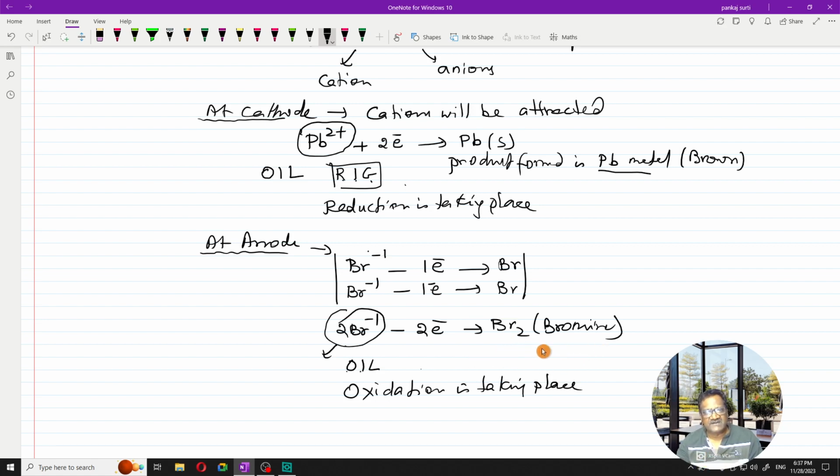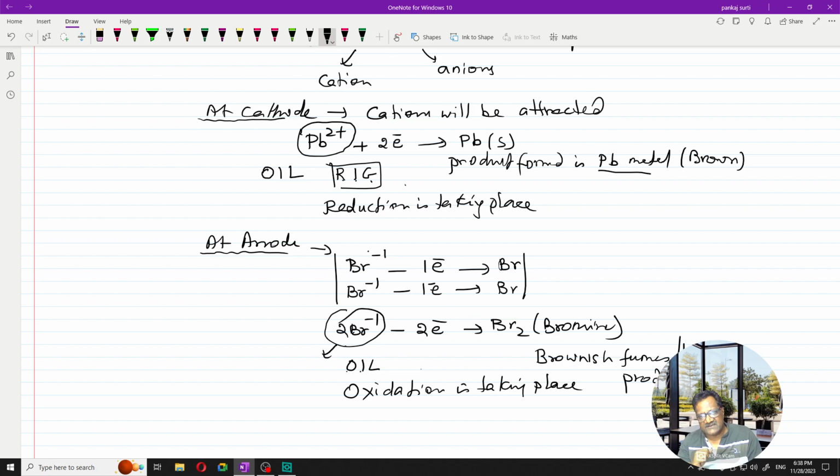Now what will be the observation? Because bromine is being formed, you will see brownish fumes, or bubbles you can say, because it is a gas. You will be able to see the brown bubbles near the anode. So what is the observation? You will see brown bubbles at the anode. And what is the product? The product is nothing but bromine gas.